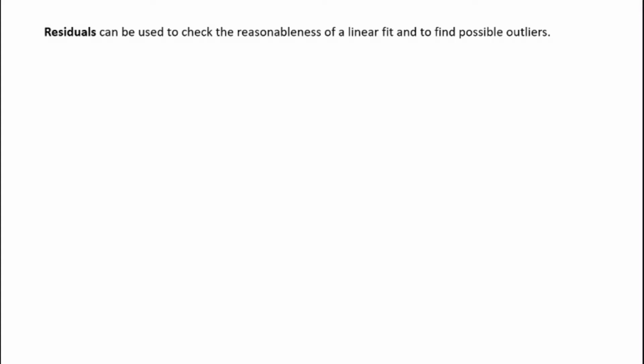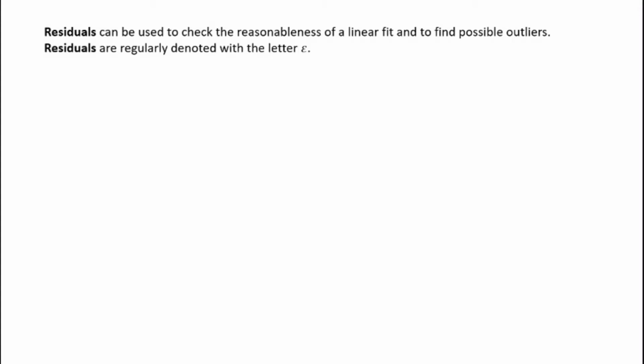So residuals can be used to check the reasonableness of a linear fit. So how convinced are we that a linear fit is appropriate for the data set we're working with? It can also be used to identify any possible outliers. So checking the size of the residual is an indicator of whether or not a data value might be an outlier. Now this is something you've probably been doing intuitively, but now formally we'll be able to point out the outlier. So just a little bit of new notation.